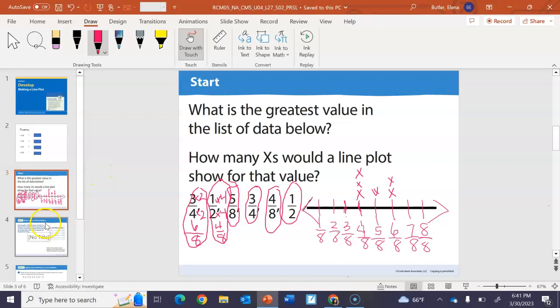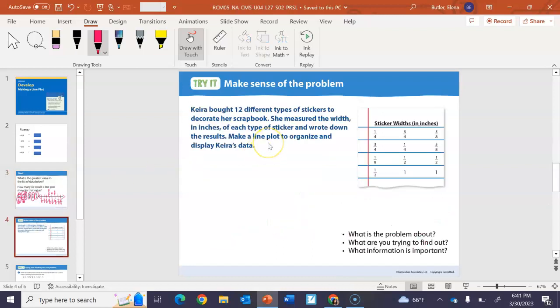All right, now we're going to go ahead and go to our try it problem. And remember, the try it problems, you try by yourself, and then I'll show you how we work it out. So go to page 557 in your big math book. All right, I'm going to go ahead and read you the problem, and then I'm going to help us problem solve how we're going to create this line plot.